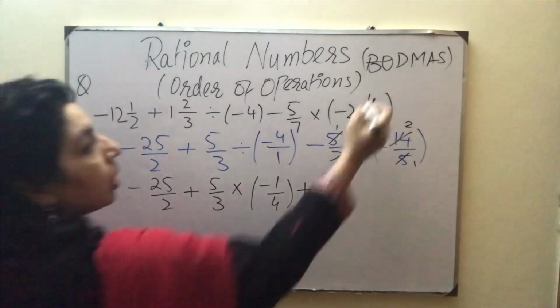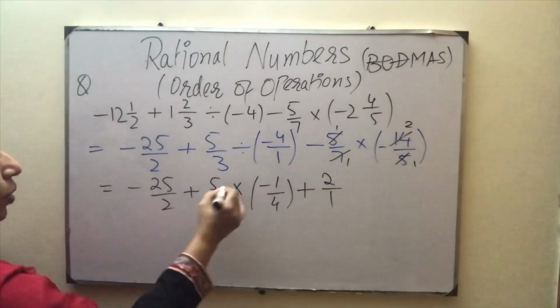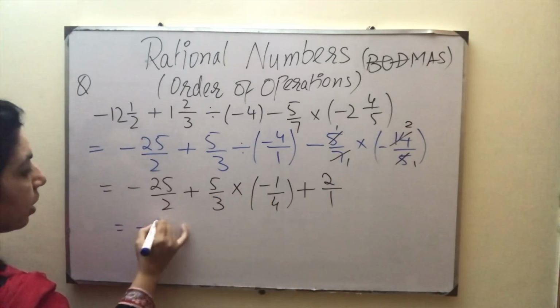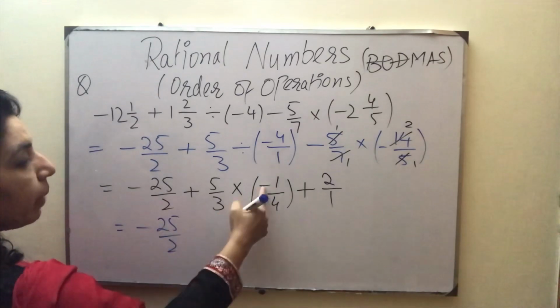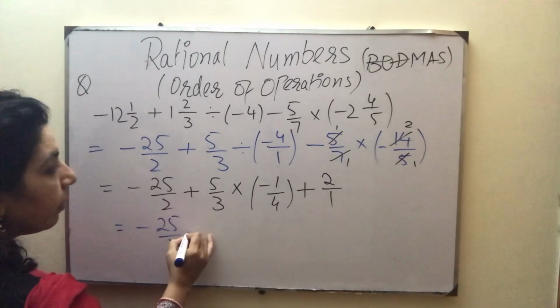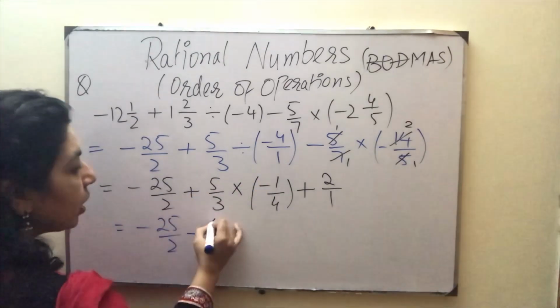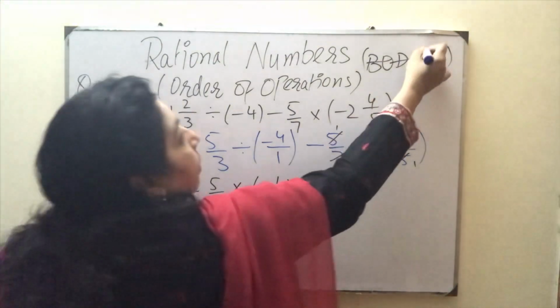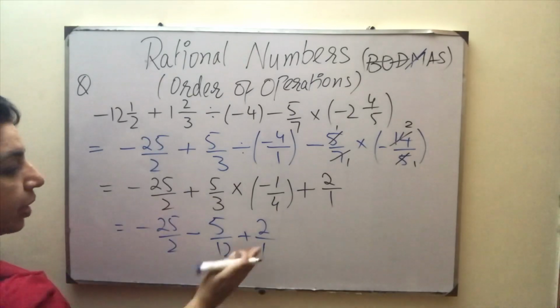Division is almost done. In multiplication, we have no divisor, so we cannot cancel 5 with 4 and 3. So I shall just multiply it with the minus sign. It will change this sign and it will be negative. 5 multiply 1 is 5. 3 4s are 12 plus 2 over 1. Multiplication is done. Addition and subtraction.